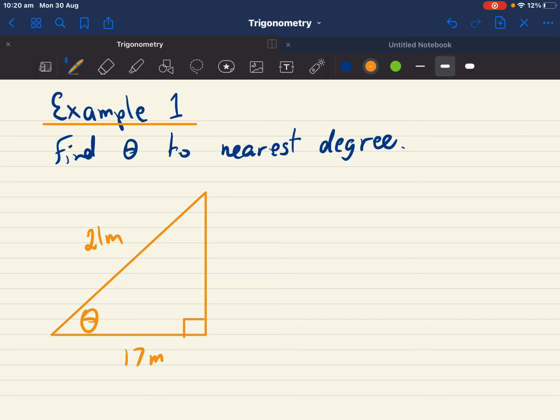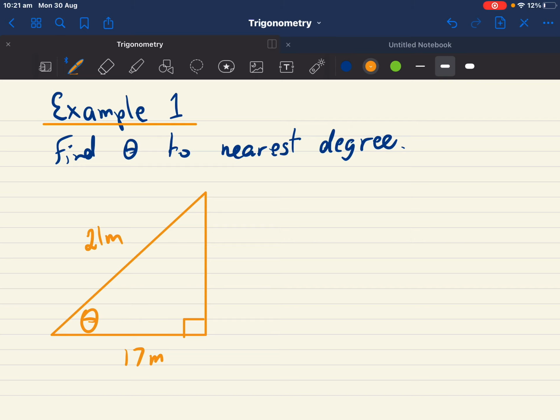All right, example 1, we're going to find theta to the nearest degree. What is theta? Just a random pronumeral. There's that angle down the bottom there. We're trying to find the size of it to the nearest degree, right? Almost certainly it'll be in between two particular angles. We're just going to be, well, which one is it closest to?